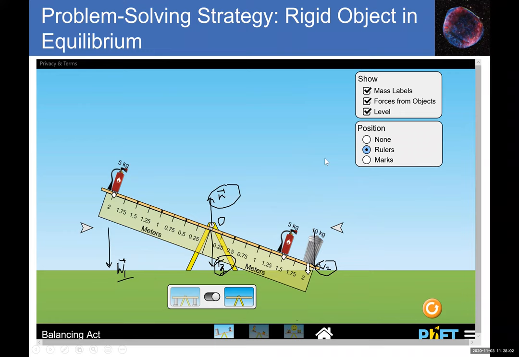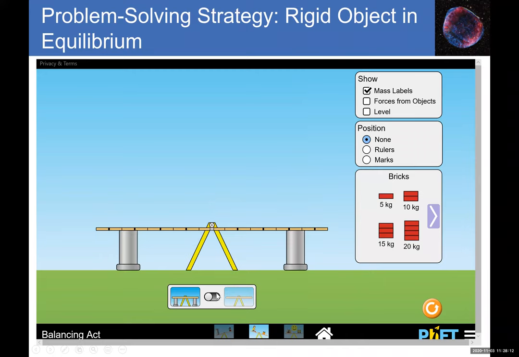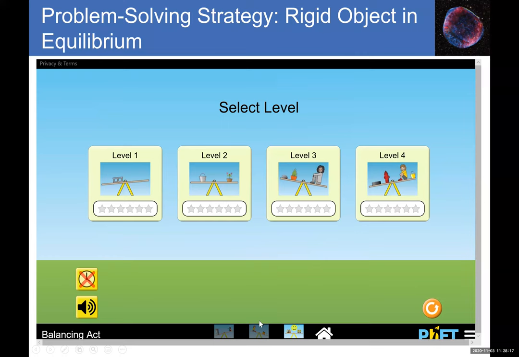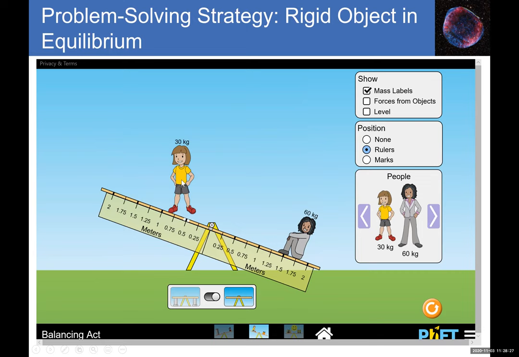All right, so I'll put this simulation up so you can play with it. There are other ones too. Let's say you can look at it in terms of children and things like that. So you can put a 60 kilogram person over there and a 30 kilogram person over there. If you put them at the same distance, obviously the heavier person wins.